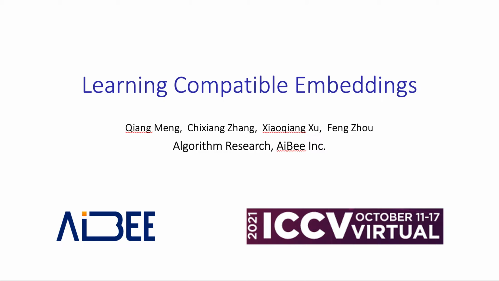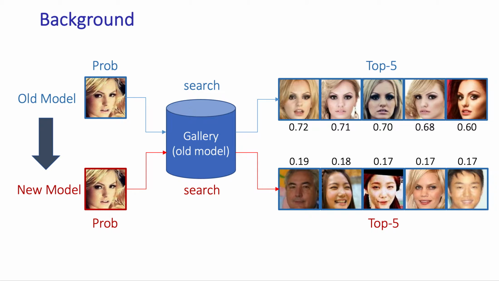This topic is about learning compatible embeddings. Let's introduce the motivation of our work. Here's the picture that describes the pipeline of phase matching between prop and gallery.